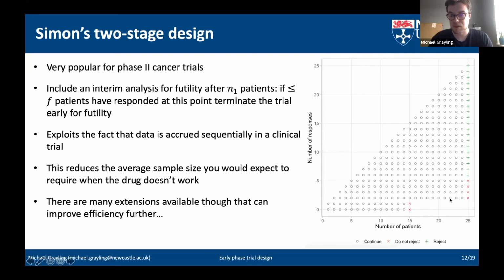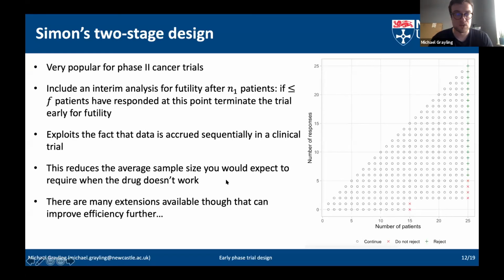And you can see the effect of this in this diagram here. So there's an interim analysis after 15 patients where we stop if either 0 or 1 of them have only responded to treatment. And that means that we can no longer be in this bottom right-hand corner where there aren't any little circles. And that's where the sample size saving comes in, because those states are just impossible compared to the previous design. So this is one way that people actually improve efficiency a lot in practice, but there are a whole bunch of other extensions available now that can improve on this further.